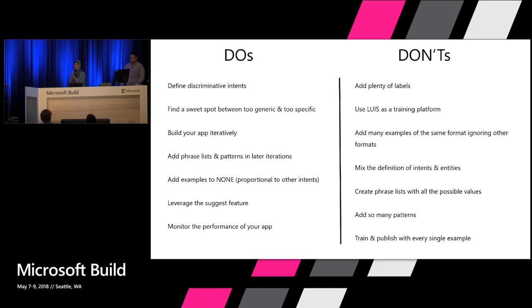Also, adding so many patterns. Patterns are meant to help boost the performance quickly without having to add so many examples. So don't overload the system with so many patterns unnecessarily, because LUIS can still generalize. And training and publishing with every single example. So you keep adding one example, train, publish, and test. No, don't do that. Maybe add 10, 15, so that you see the real improvement. Those are our key takeaways from our customer learning journey and our recommendations.